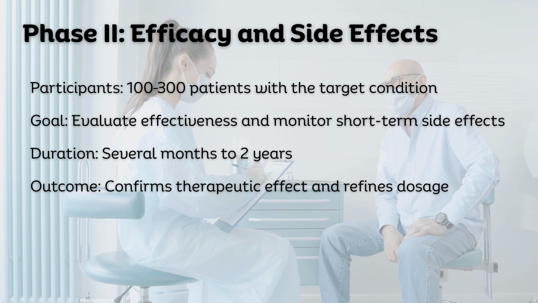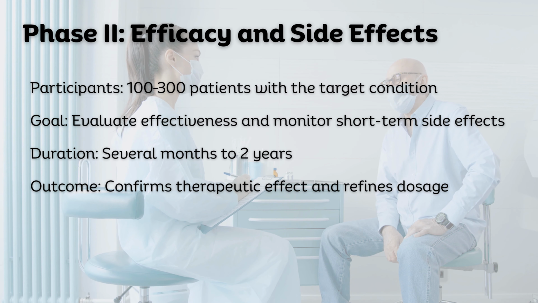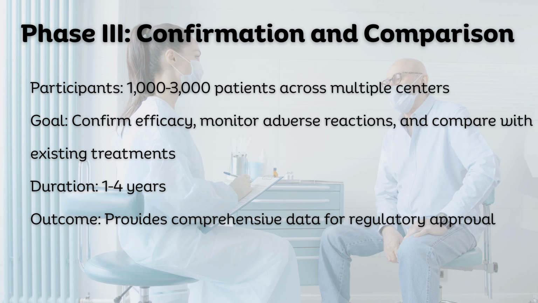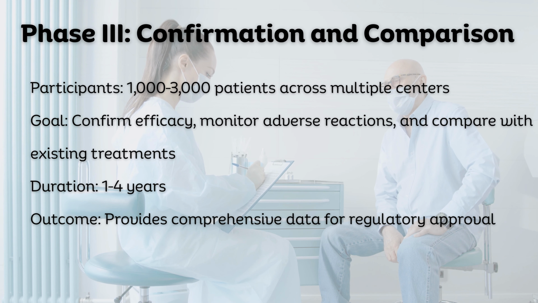100 to 300 patients with the target condition will be used as participants to evaluate effectiveness and monitor short-term side effects. This phase determines if the drug is producing a therapeutic effect in the human population and also monitors short-term side effects. Phase 3 of the human clinical trial focuses mainly on both efficacy and safety in a larger population. It's a kind of confirmation and comparison phase.